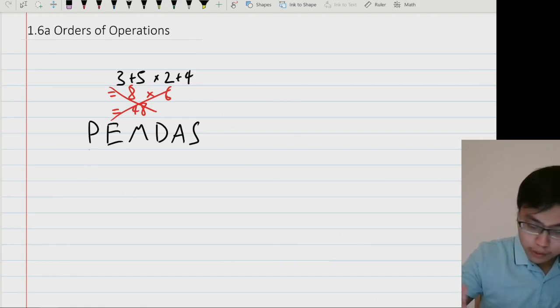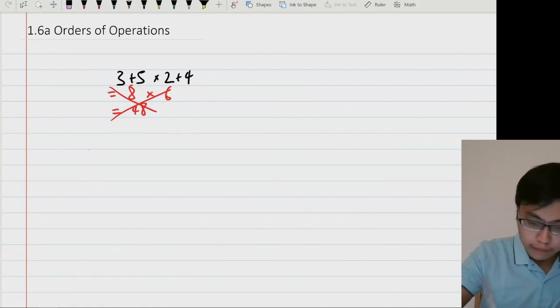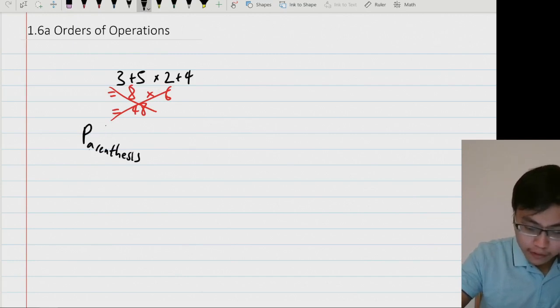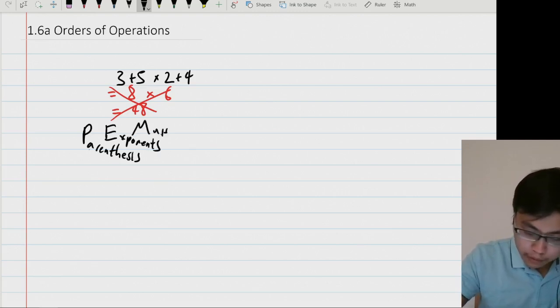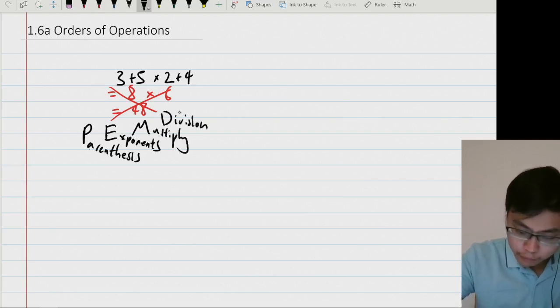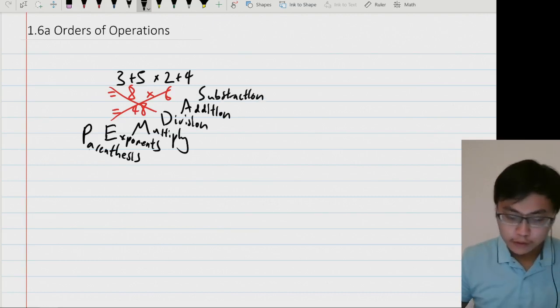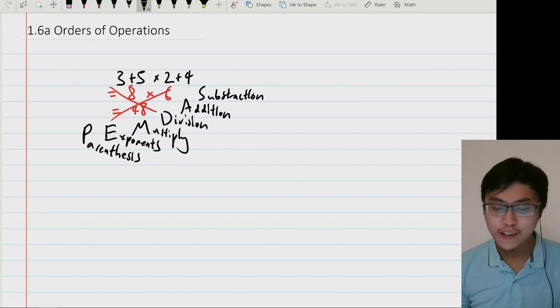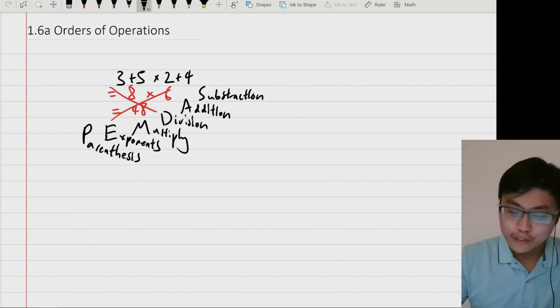Let me write it differently. P for parenthesis, and then we have E for exponents, and then we have M for multiply, D for division, and then A for addition, and then S for subtraction. Sorry, that doesn't look very nice at all, but you all know what this is, PEMDAS.